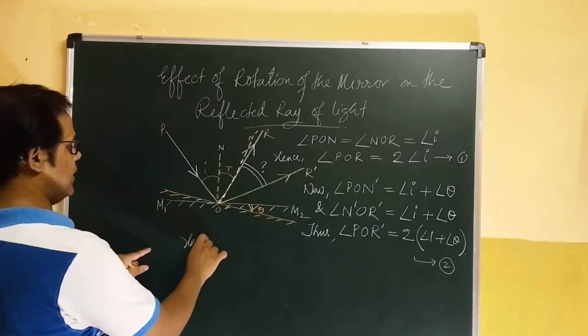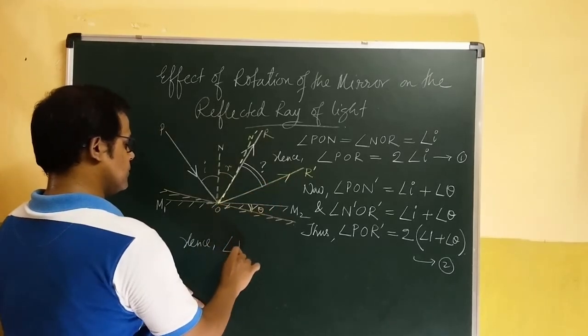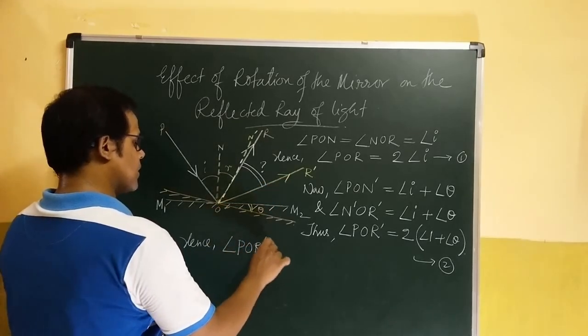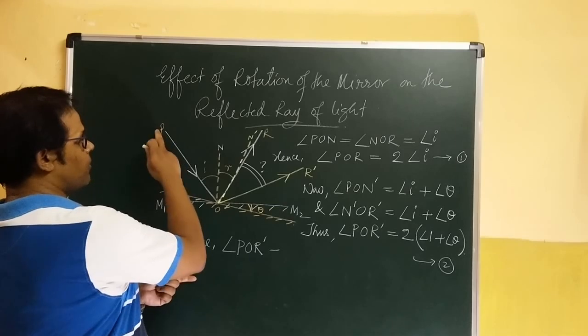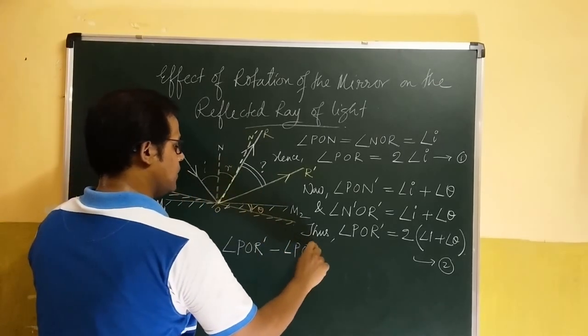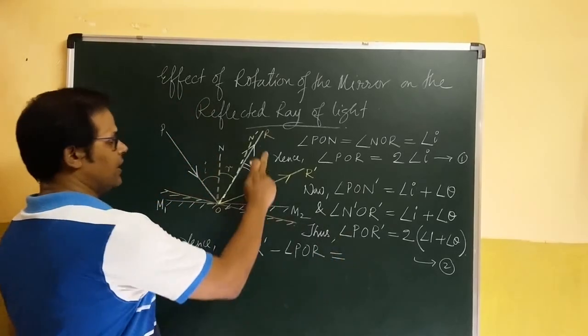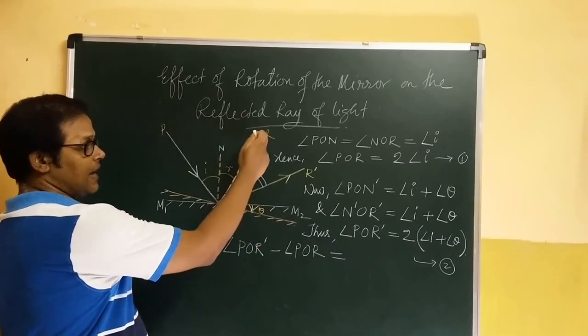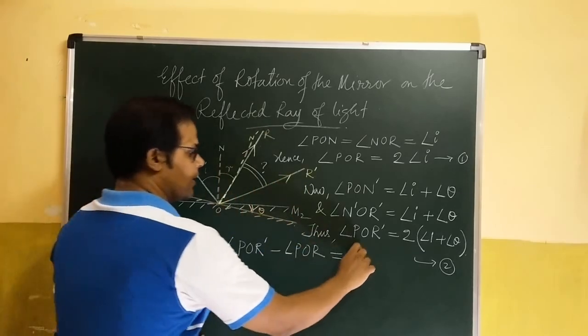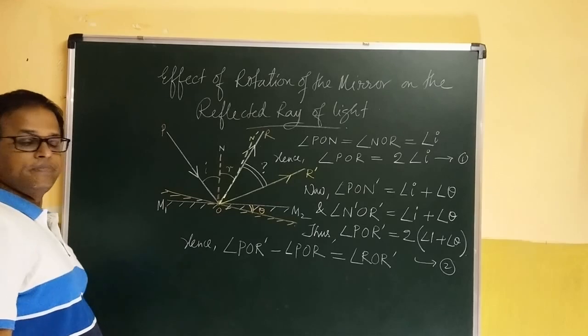Hence, I can write POR prime subtracted from POR. From the subtraction, you're going to get the leftover angle, that is angle ROR prime. Am I clear? All right.